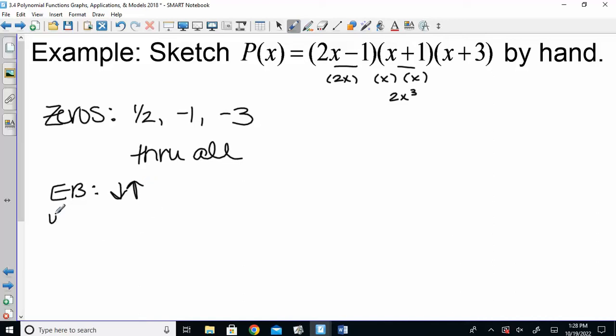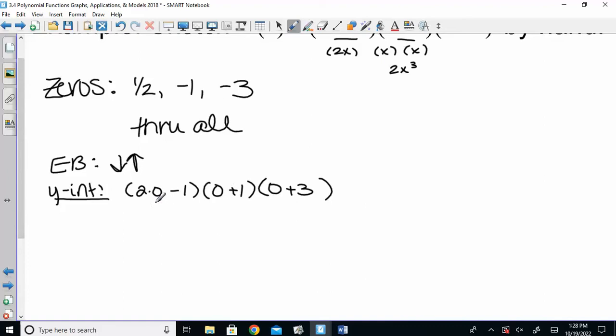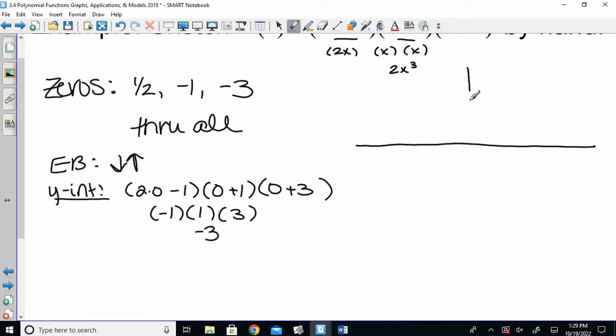All right, y-intercept. How do you get a y-intercept? If I make all of my x's 0. You probably don't need to show this much work, but since you might want to look back in your notes, I'm going to write it out this time. So 2 times 0 minus 1 is negative 1. 0 plus 1 is 1. 0 plus 3 is 3. So negative 1 times 3 is negative 3. And then we are going to graph this.